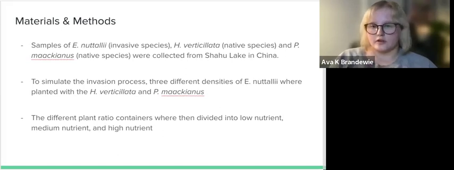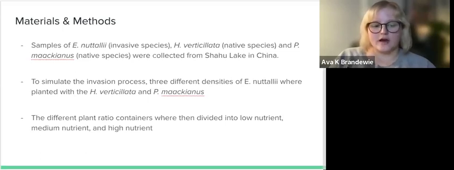So, or like nutrient conditions. There's low nutrient, medium nutrient, and high nutrient conditions. And the nutrients that they were focusing on and manipulating in this study were nitrogen and phosphorus. And then after a month of the aquatic macrophytes being in those conditions, they then dried and weighed all the samples.